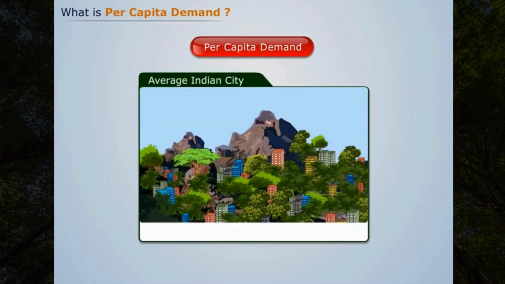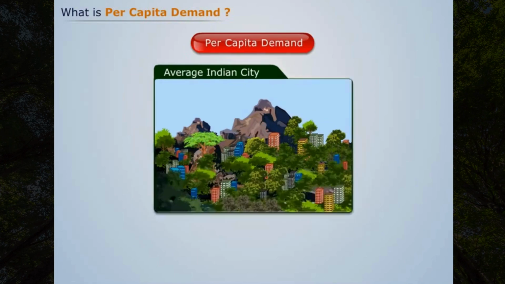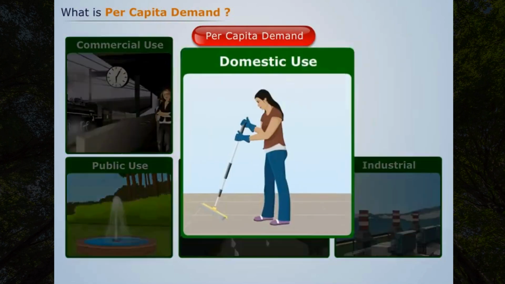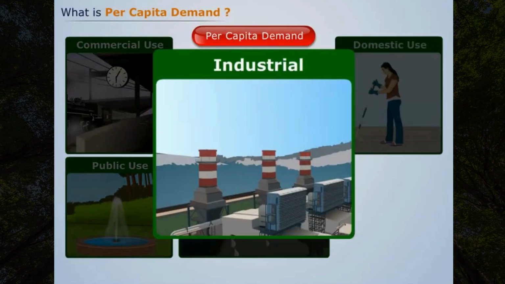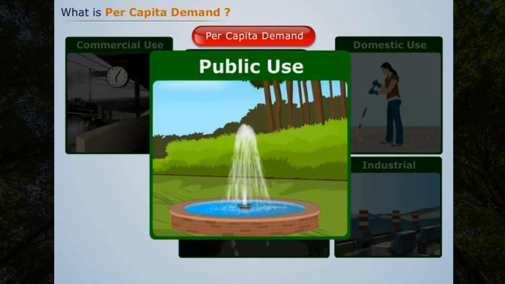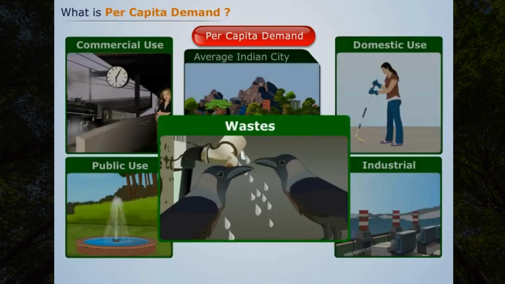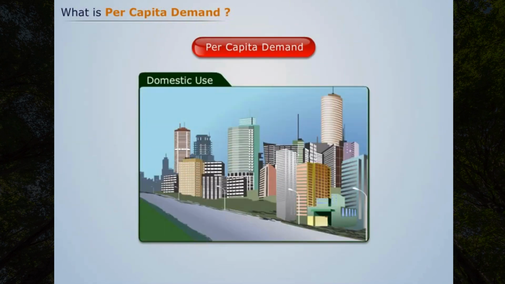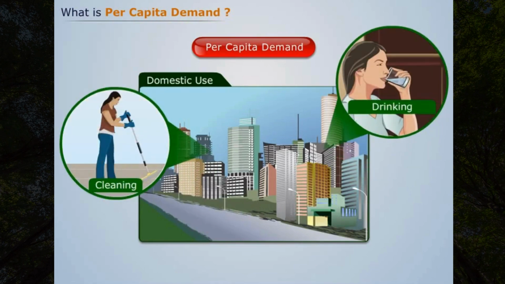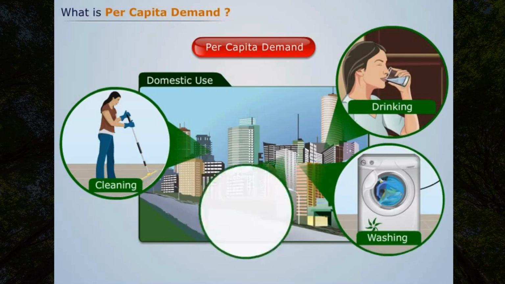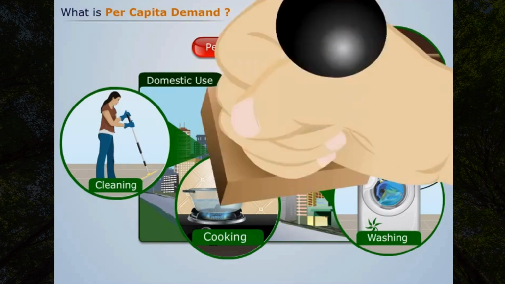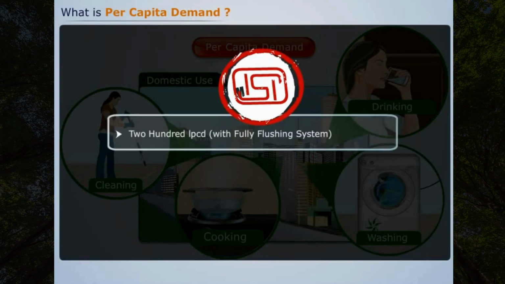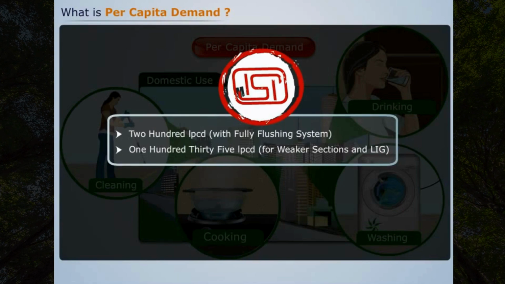Let us see an average Indian city, having various demands of water such as domestic use, industrial use, commercial use, public use, wastes and thefts, etc. Now we will study domestic use. This includes the water required in private buildings for drinking, cleaning, washing, cooking. As per IS, 200 LPCD with fully flushing system, 135 LPCD for weaker sections and LIG.